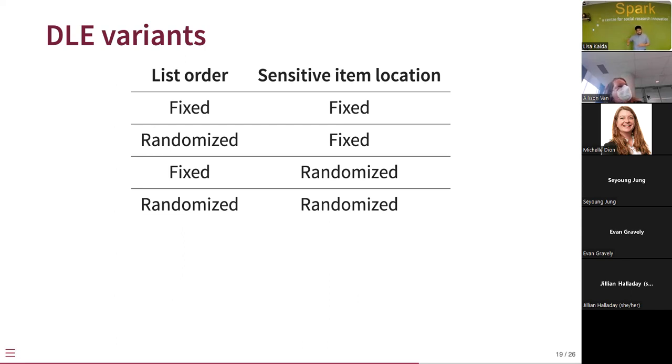And then we can think the same about the location of the sensitive item. So it could be fixed. It could always appear first or second, or it could be randomized. It could flip between list A and list B. The fixed design here is not admissible. That's not even an experiment, because there is no random variation of anything.